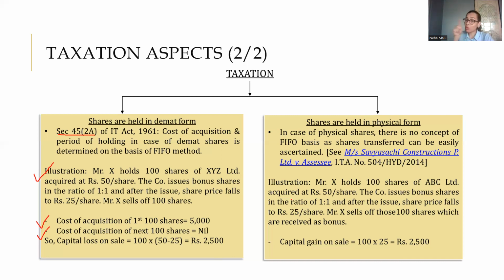Now if he sells off those shares which he received as bonus, then there would be a capital gain on sale, because since the shares are in physical form, we are very easily able to understand which shares he is selling off. So when he is selling the shares received on bonus, since the cost of acquisition was 0, then 25 minus 0 into 100, that is 2,500. There is a capital gain of 2,500 in this particular case. So this is with respect to taxation at the time of sale of bonus shares.